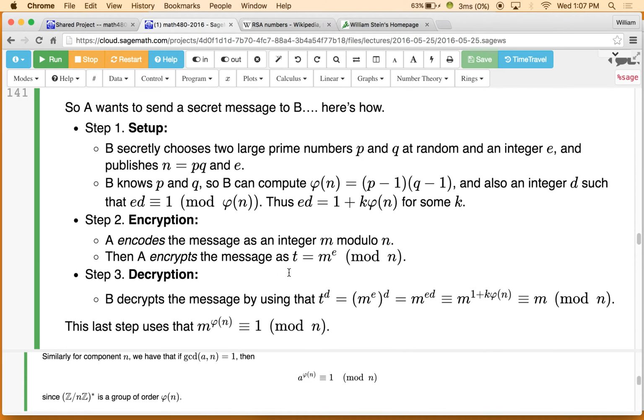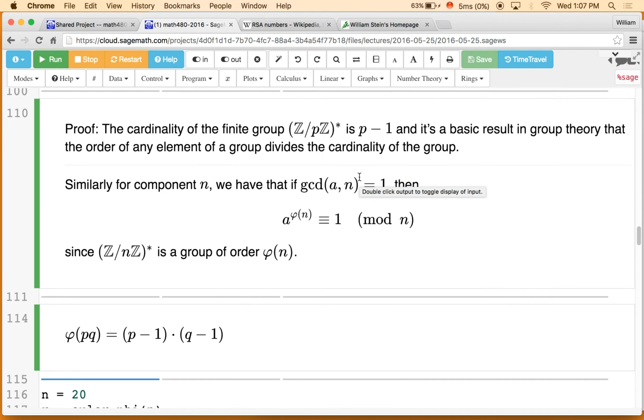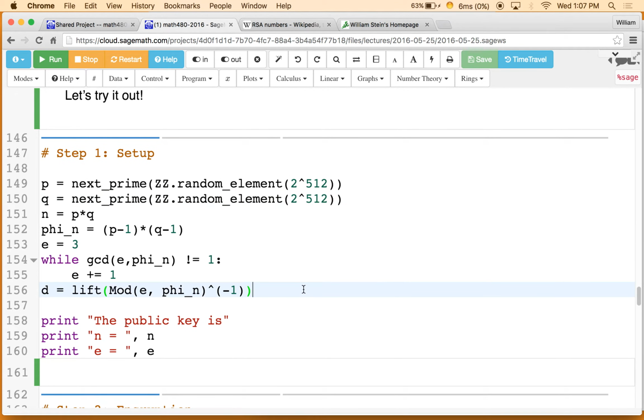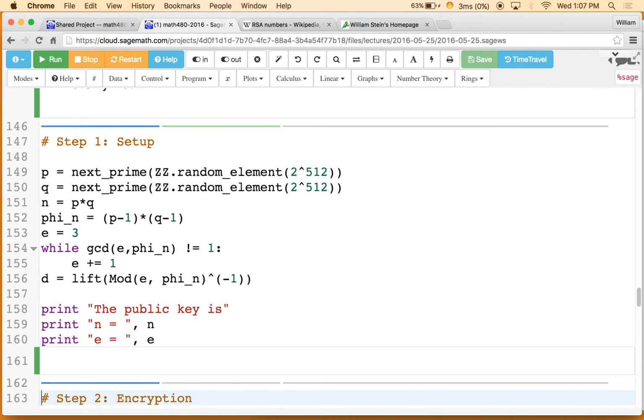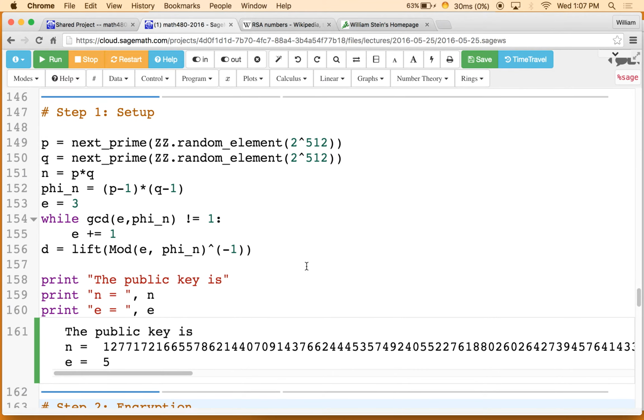Okay, so let's just see how this works in practice. All right, so let's do it. Try it out. So here's the setup. And of course, it only takes very little time. And this is a reasonable size. So I computed two prime numbers p and q by choosing random numbers up to 2 to the power of 512, and then choosing the next prime after each of those random numbers.